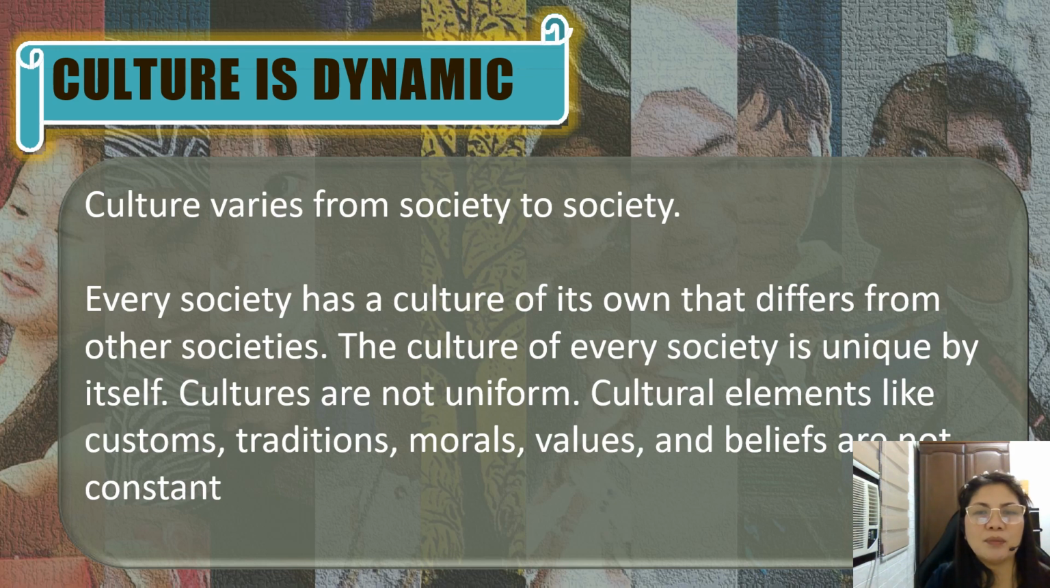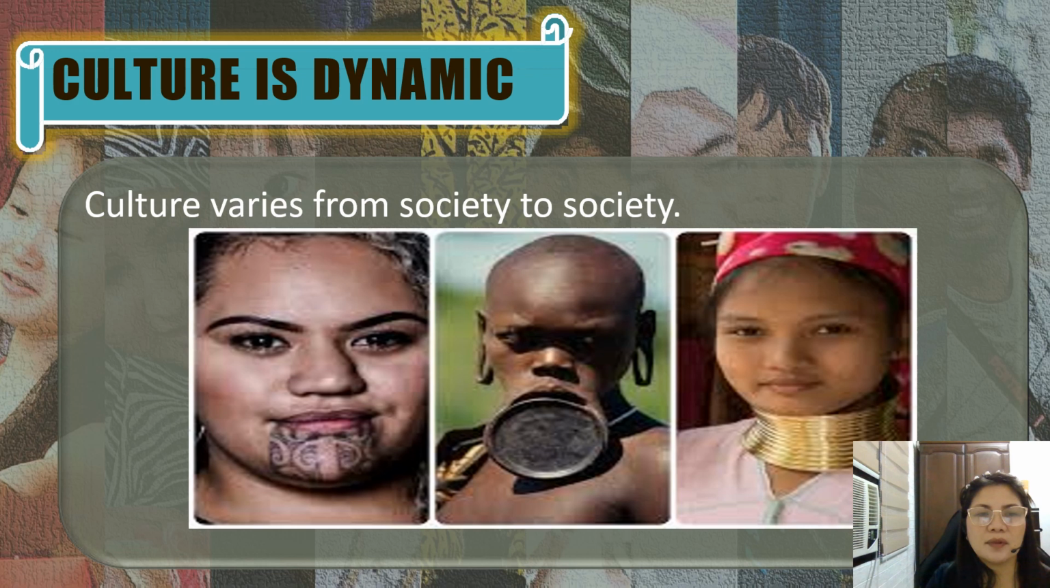Culture varies from society to society. Every society has a culture of its own that differs from other societies. The culture of every society is unique by itself. Cultures are not uniform. Cultural elements like customs, traditions, moral values, and beliefs are not constant. Culture varies from society to society.